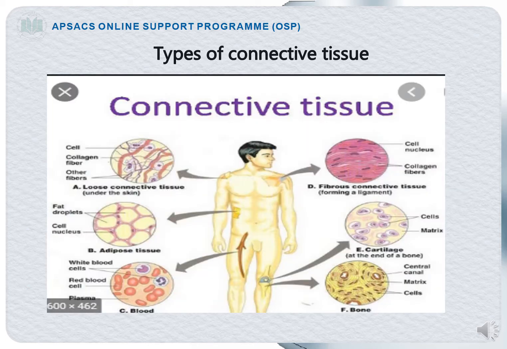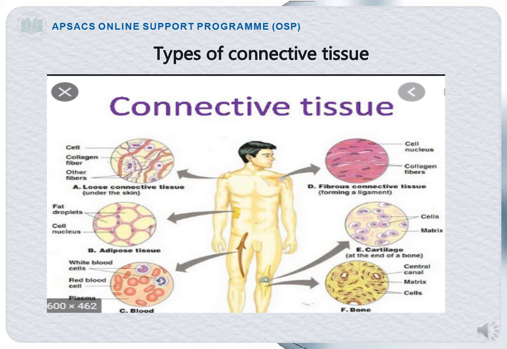You can see the diagram of the connective tissues. Look here at the loose connective tissues. The loose connective tissues are actually under the skin, right? Look at the adipose tissues. The adipose tissues are actually present as fat droplets. You can see this fat, these are present in the fat droplets.